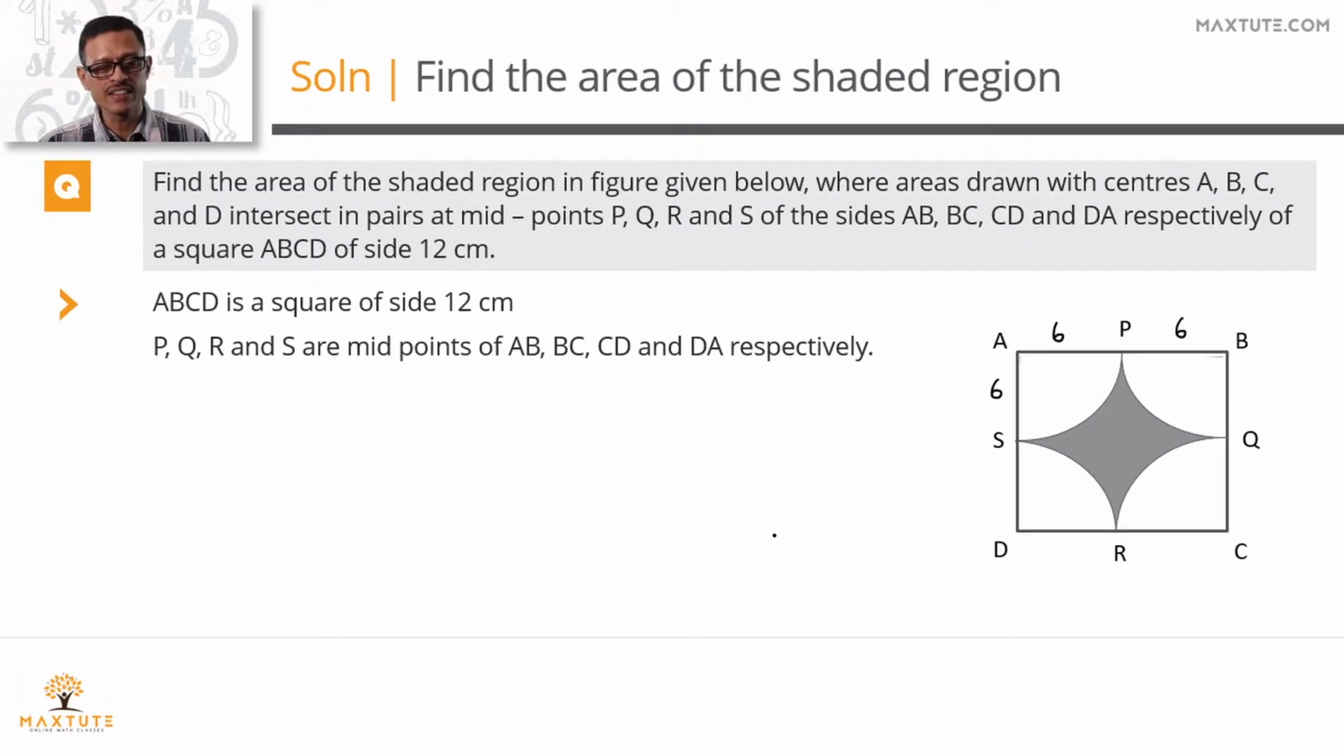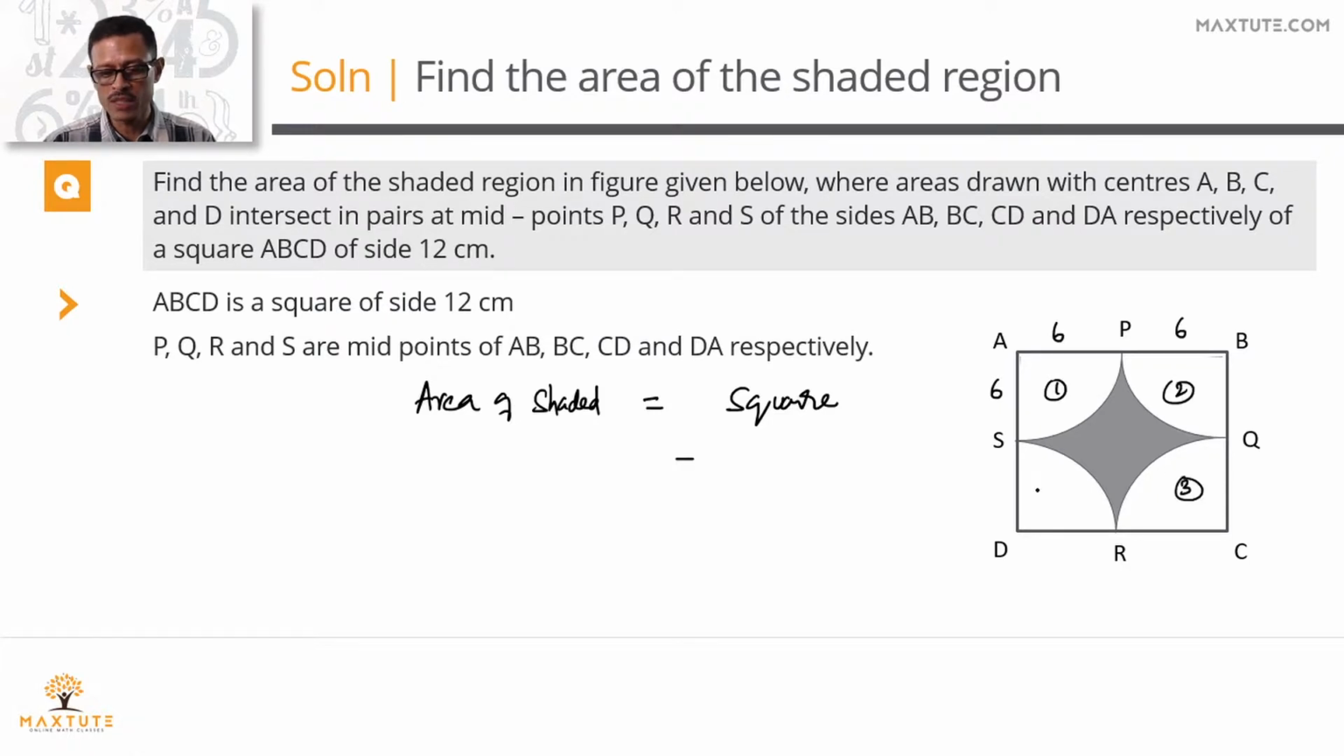What is the area of the shaded region? It's got 2 parts for us to find the area. First, this shaded region is enclosed in the square ABCD. So to find the area of the shaded region, area of shaded region is equal to area of the square. That's the easiest thing to do. From that, let's subtract the areas of 4 parts, 1, 2, 3 and 4, which are in white, which are not in gray.